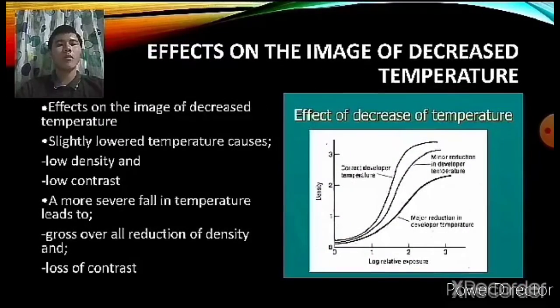Effects on the image of decreased temperature. Slightly lowered temperature causes low density and low contrast. A more severe fall in temperature leads to gross overall reduction of density and loss of contrast.